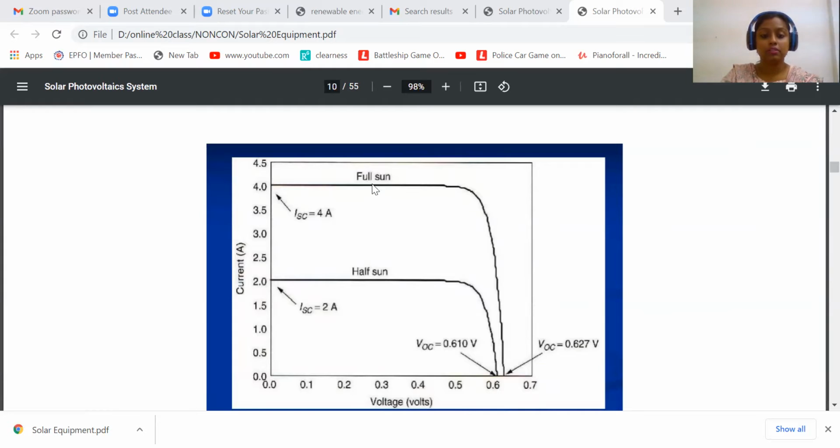So this is the full sun. Full sun means 1000 watt per meter square radiation is available. You can see that with the change in the radiation, the short circuit current of this particular panel changes. This is half sun, that is 500 watt per meter square radiation. At 500 watt per meter square, the voltage change is very small, however there is a huge change in current compared to the full sun.